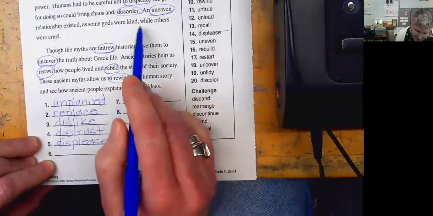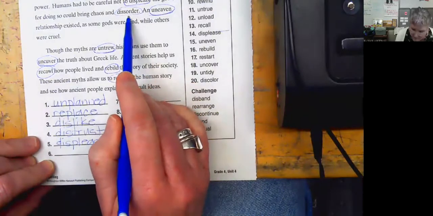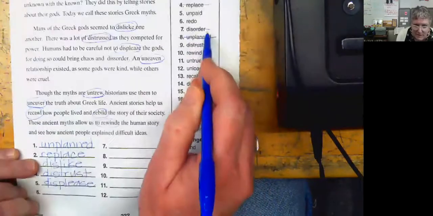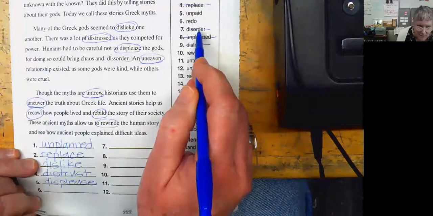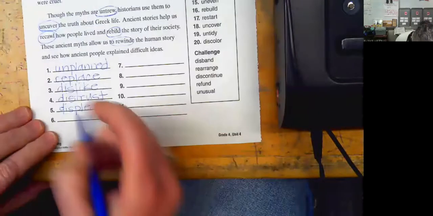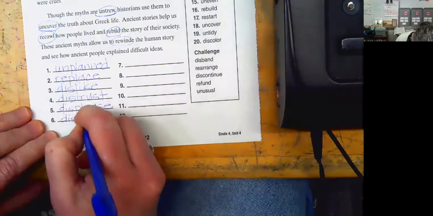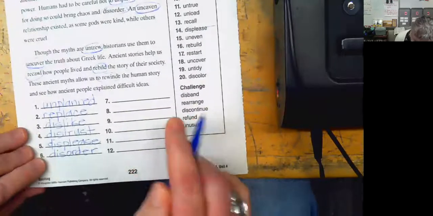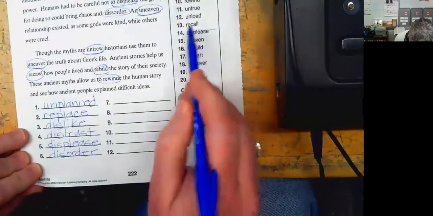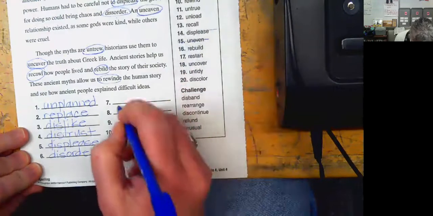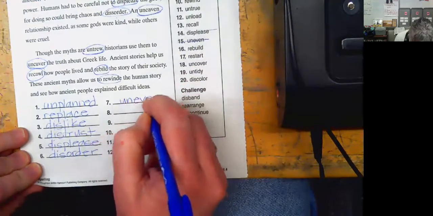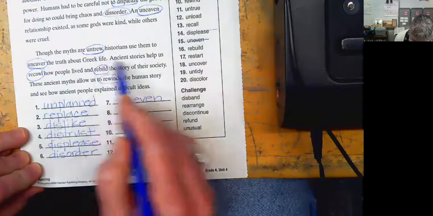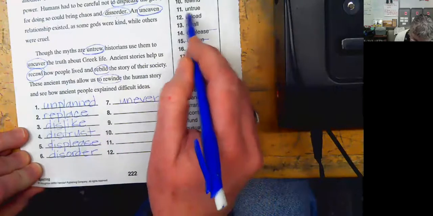Next one is disorder. Disorder is number 7, DIS. Right there, number 7, DISORDER. The next one is uneven. And that is number 15, UNEVEN. The next one is untrue. Untrue is UNTRUE.